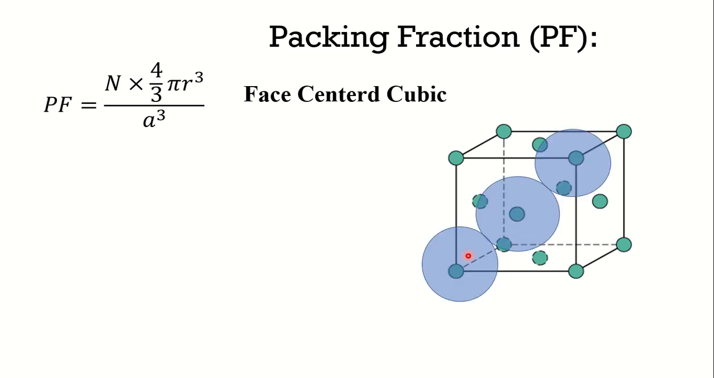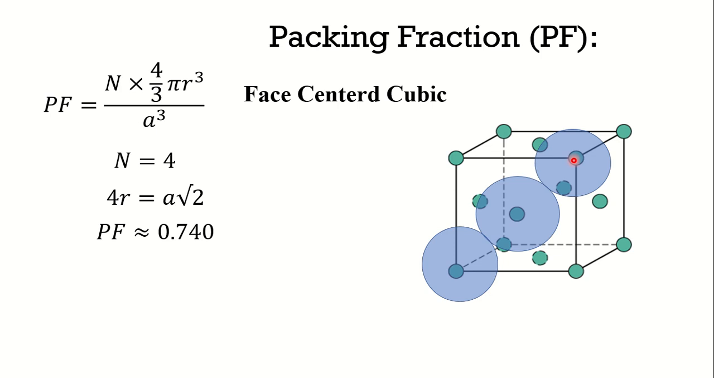Similarly, for the face centered cubic structure, as we have already discussed, n is 4, and here I have 1, 2, 3, so 3 spheres, and I have r plus 2r plus r. So 4r is equal to the face diagonal, which is a root 2. So n equals 4 and 4r equals a root 2. If I put all these values, my packing fraction value will come around 0.740.